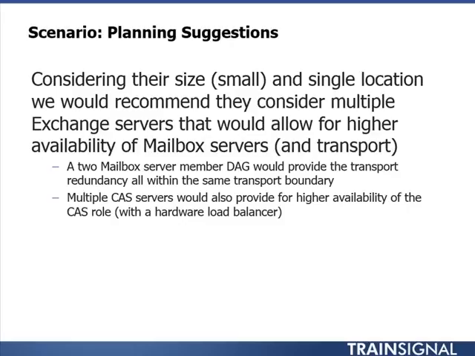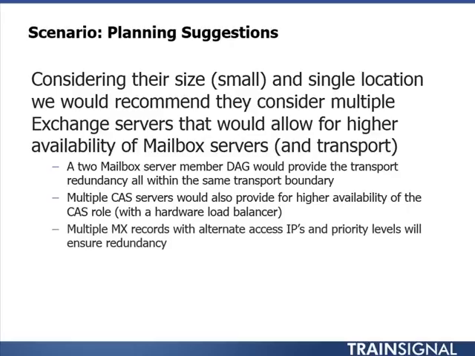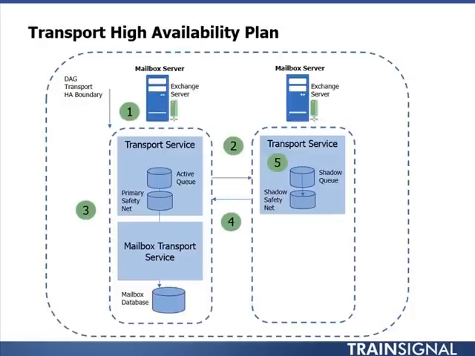So that's important. At the same time, we're going to ensure that there are multiple MX records with alternate access IPs and priority levels. This will ensure redundancy. At this stage in the game, they don't necessarily need to round robin their access. They don't have multiple access points, and so we're not necessarily worried about that, but we are going to provide multiple MX records with different priority levels. That will ensure redundancy as well.